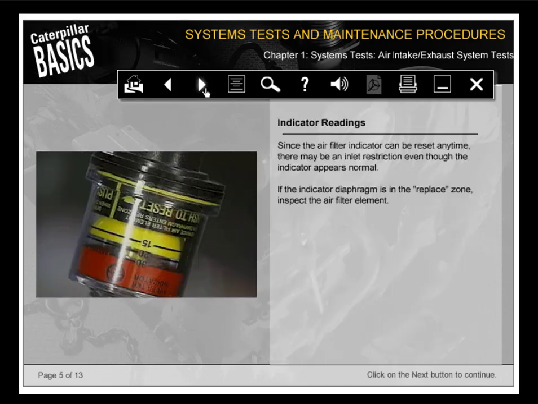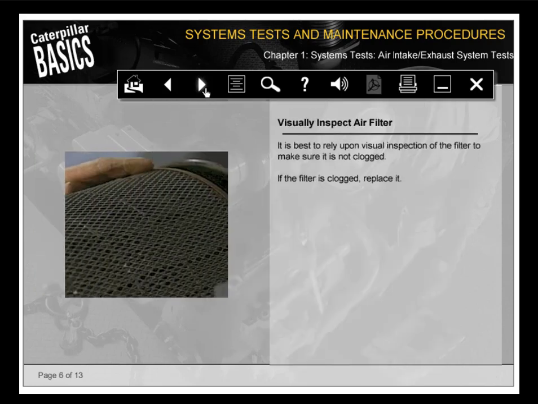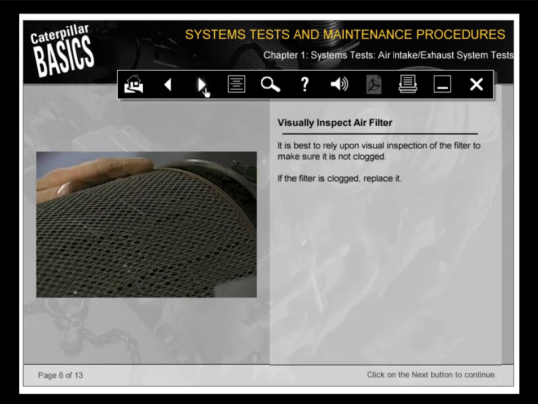Since the air filter indicator can be reset any time, there may be an inlet restriction even though the indicator appears normal. If the indicator diaphragm is in the replace zone, inspect the air filter element. It is best to rely upon visual inspection of the filter to make sure it's not clogged. If the filter is clogged, replace it.